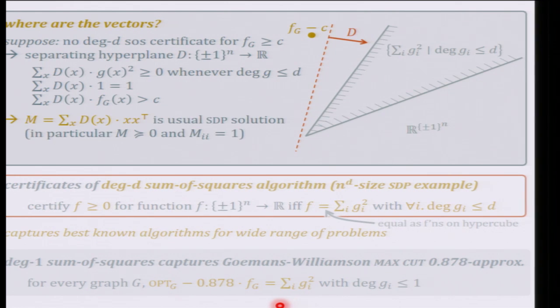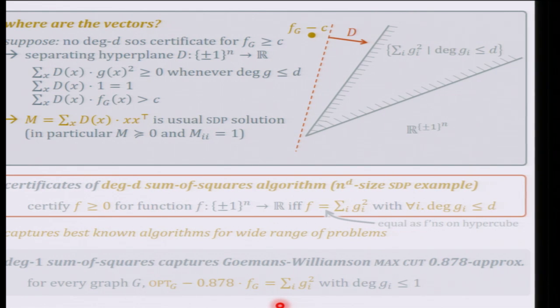And now, if you look at the following matrix, that you get by summing up d of x times the outer product of x, then you can show that this matrix is positive semi-definite, and it has the property that the diagonal entries are 1. Actually, maybe let's see why the diagonal entries are 1.